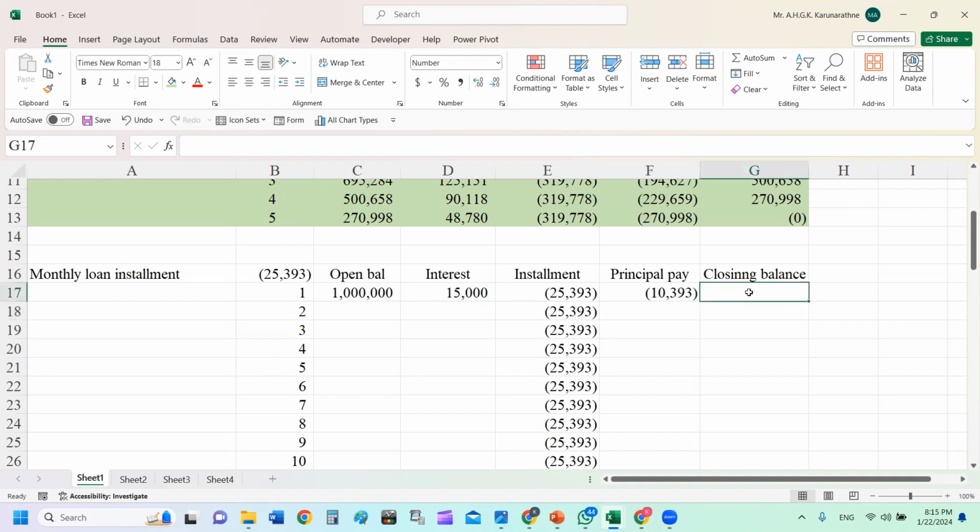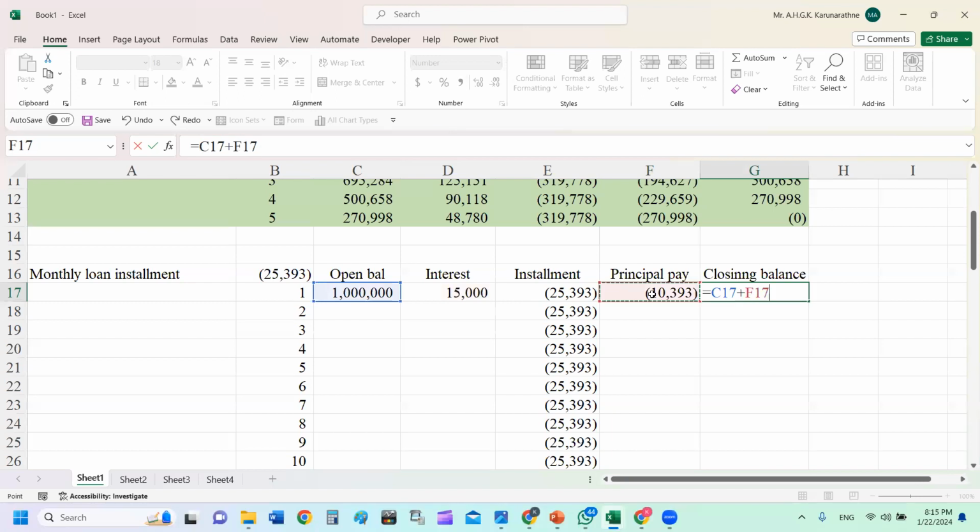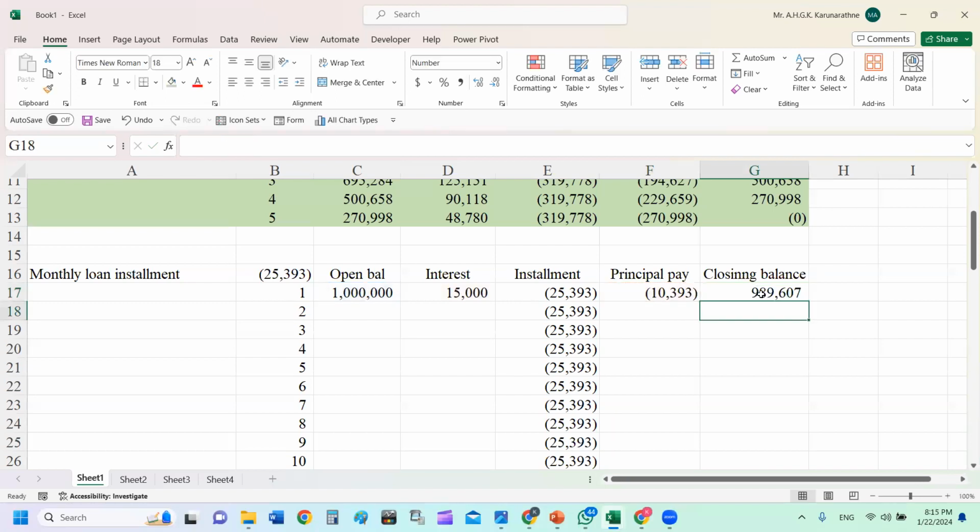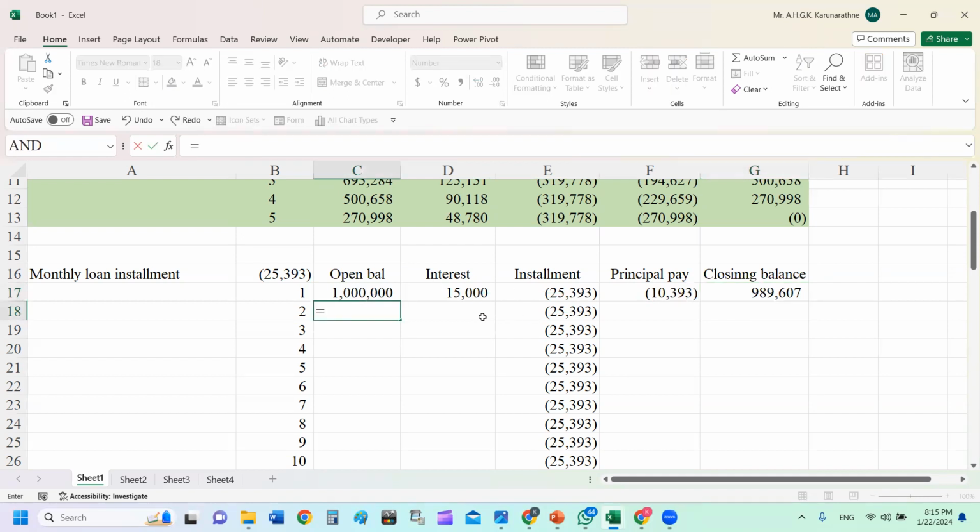So accordingly, the closing balance is equal to the open balance, open balance again. Already there is a minus, so don't minus. Just add, because it is in the minus form. Then the closing balance, and make sure the closing balance is less than the open balance. Yes, the open balance is 1 million. The closing balance is reduced due to the repayment. Now very easy. Equal, your next open balance will be equal to this closing balance.